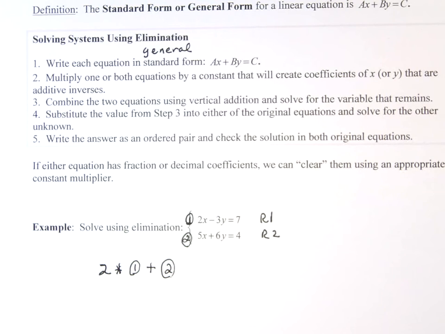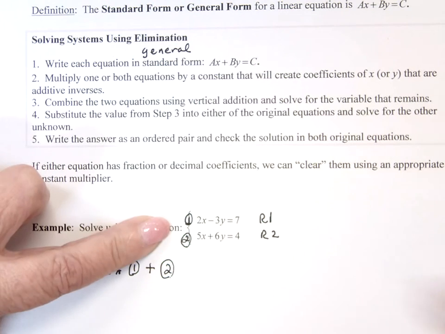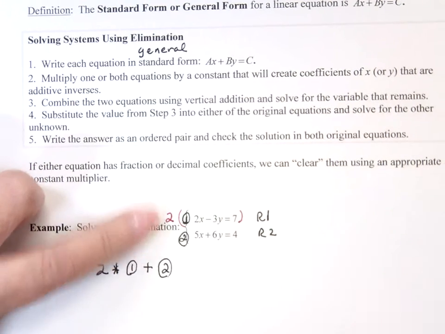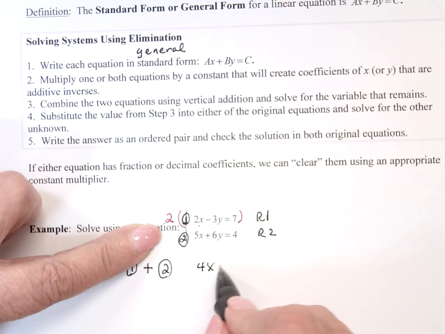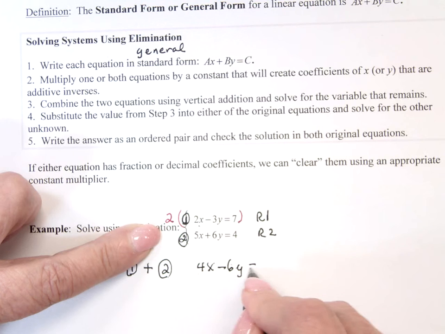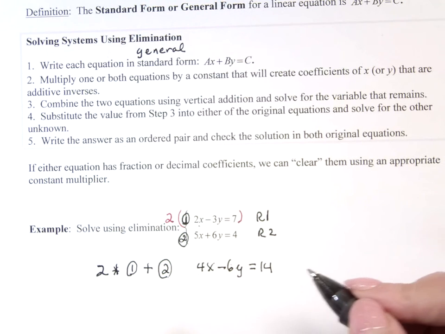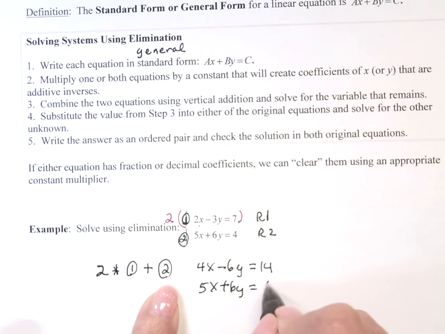That tells me this is what I'm going to do. I'm not going to do it in my head. I'm going to put it down on paper so that I know exactly what process I'm using. Now take 2 times this equation, all the way across. So 2 times 2 is 4x, minus 2 times 3 is 6y, equals 2 times 7 is 14. Then I'm going to add it to the second equation: 5x plus 6y equals 4.